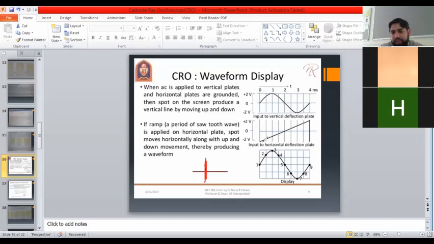Now, if I apply this triangular waveform to the x plates, this was applied to the y plates. On the x plates, we have not discussed till now, but now what I have done is applied this triangular waveform to the x plates. Now see what will happen. All of you need to concentrate.